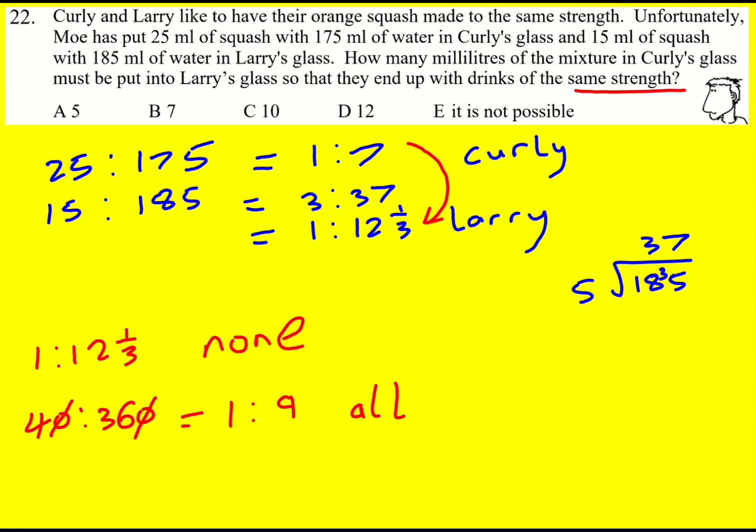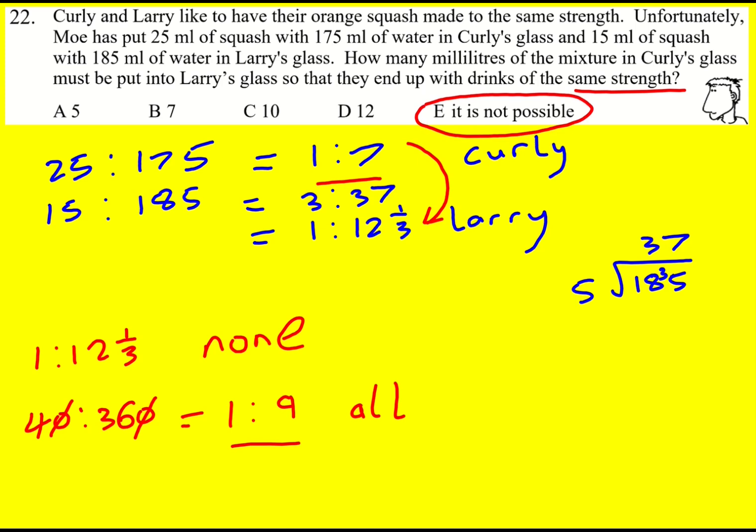But that's not, I mean, they've not then got the same strength. Like the instant before Curly's poured all of it in, then it would be very close to 1 to 9, and it would still be 1 to 7 over here. And the moment when he's poured all of it in, then suddenly there's going to be 1 to 9 in Larry's glass, but there's not going to be anything in Curly's glass, so that's still not the same. So overall, the outcome is that it is not possible.